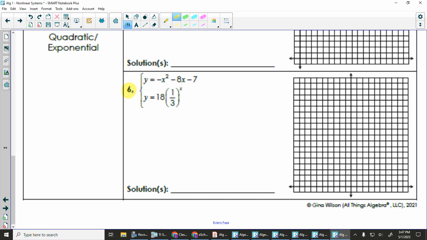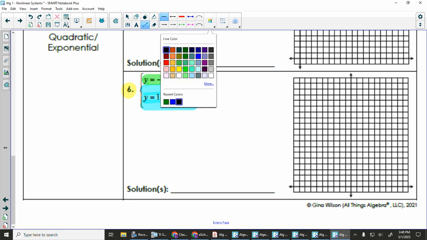Okay, question 6. So here in this problem, we have y equals negative x squared minus 8x minus 7, another parabola. You can tell that by the x squared. And then we have y equals 18 times 1/3 to the x. This time that's an exponential function, and we can tell because we have a variable in the exponent position up in the corner. Okay, so for both of these, once again, we're going to make tables. All right, so the exponential one is slightly different than the quadratic one, but we're still going to make tables. All right, so we'll start with our green one.